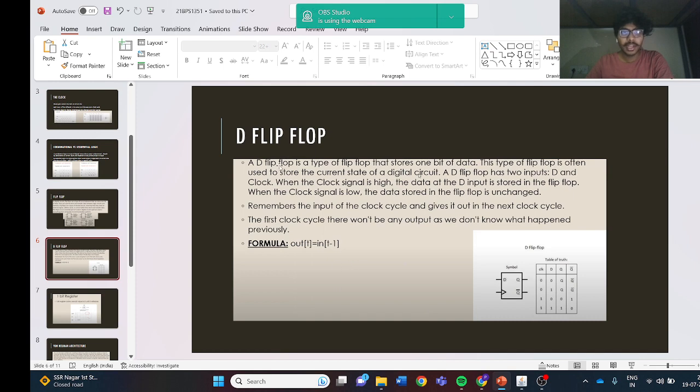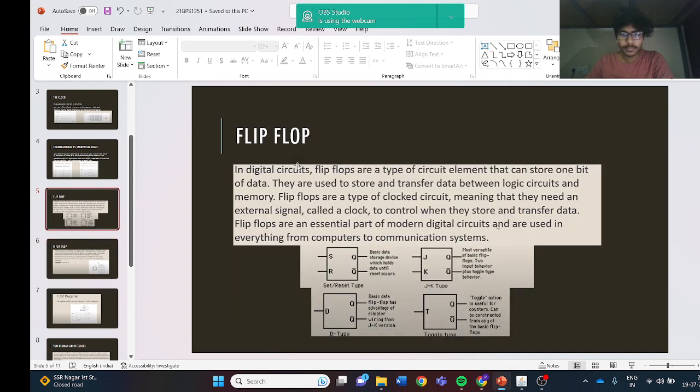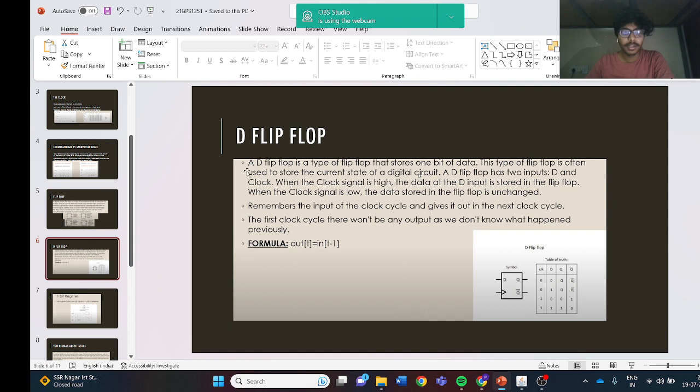D flip-flop. A D flip-flop is a type of flip-flop that stores one bit of data. This type of flip-flop is often used to store the current state of a digital circuit. A D flip-flop has two inputs, D and a clock. When the clock signal is high, the data at the D input is stored in the flip-flop. When the clock signal is low, the data stored in the flip-flop is unchanged.